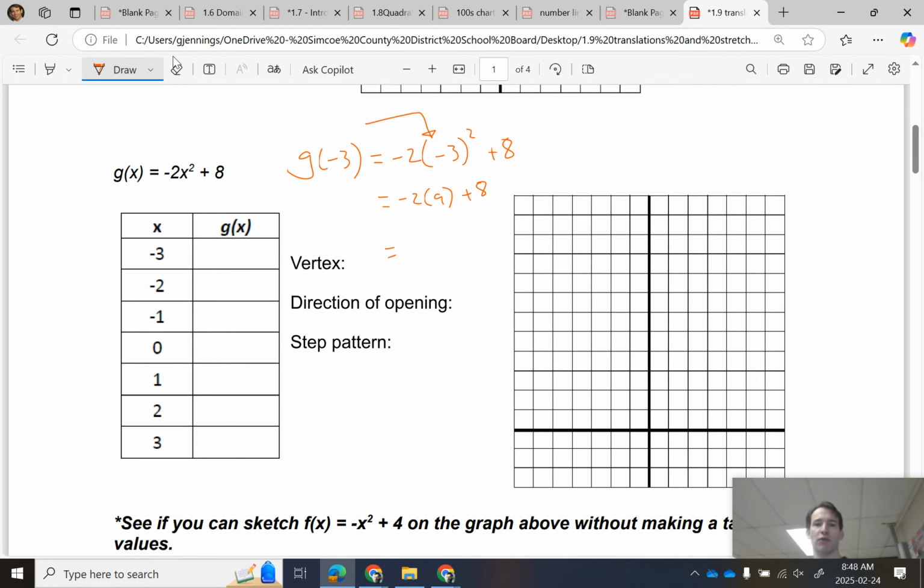Oh my goodness, that's so frustrating. That's minus 18 plus 8. That is the same thing as minus 10. So g at minus 3 is way down there. It's off our graph. Oh dear.